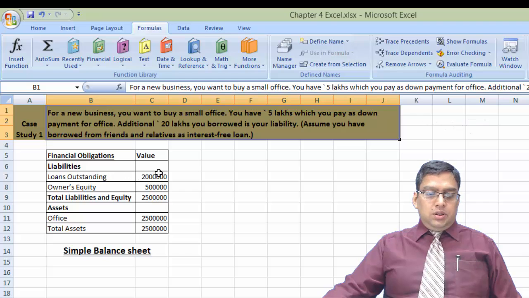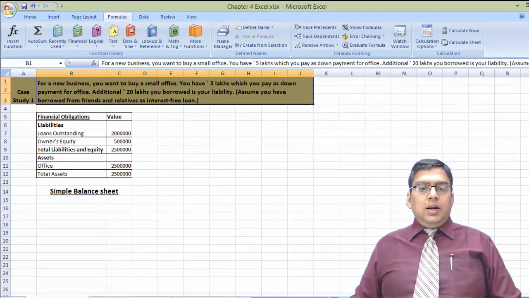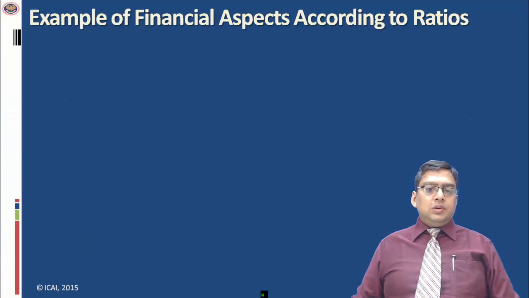Loan outstanding amount is 20 lakh. Owner equity is 5 lakh, and total liability and equity equals 25 lakh. The office purchased is worth 25 lakh. That is a simple balance sheet. Let's take an example.